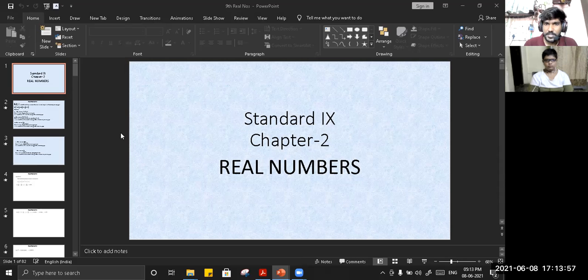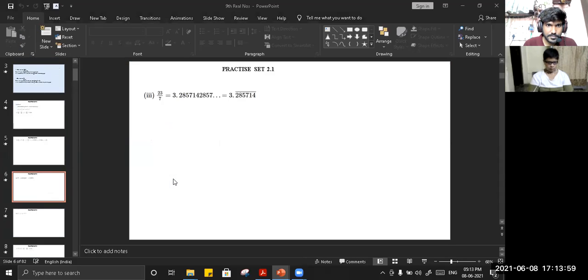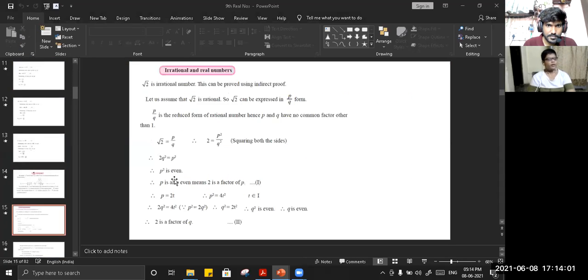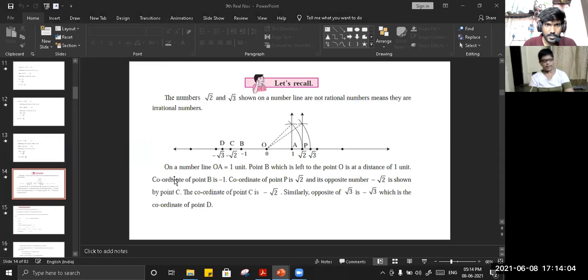Okay. Which was the last sum that we did? So we have finished practice one. Set 2.1 we had finished, and we did drawing root 2 and root 3 on the number line.